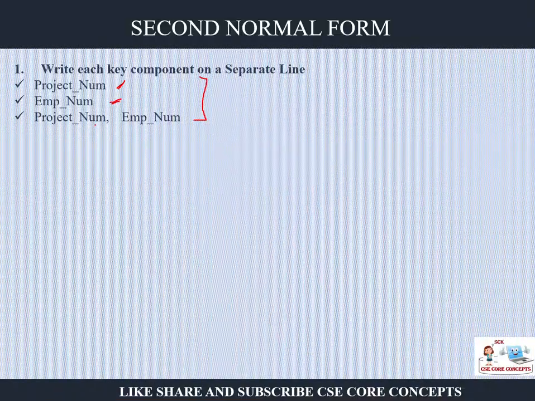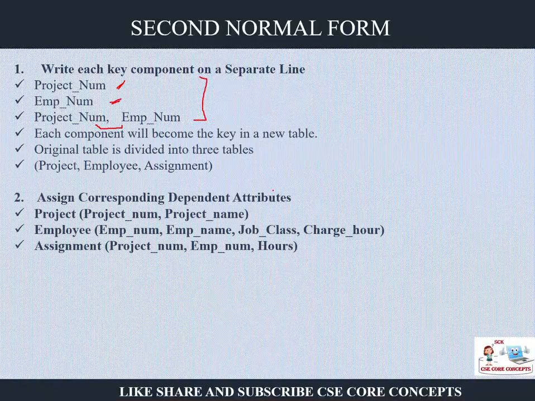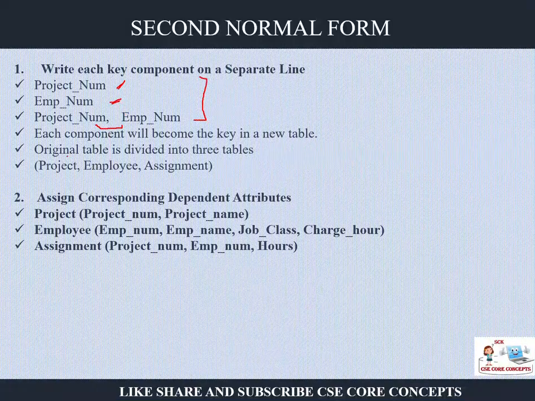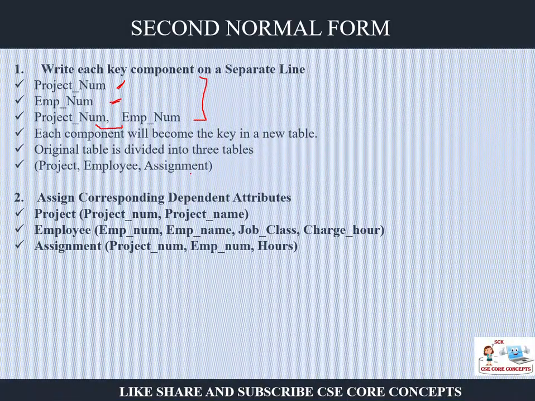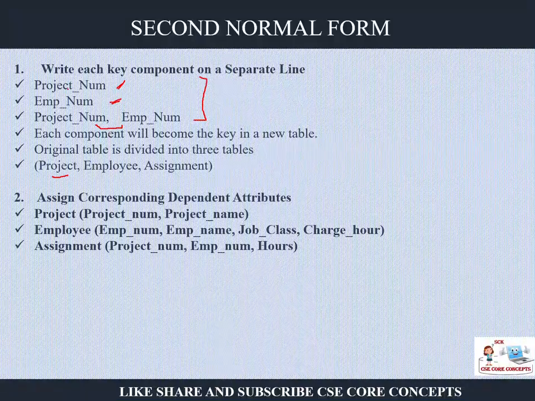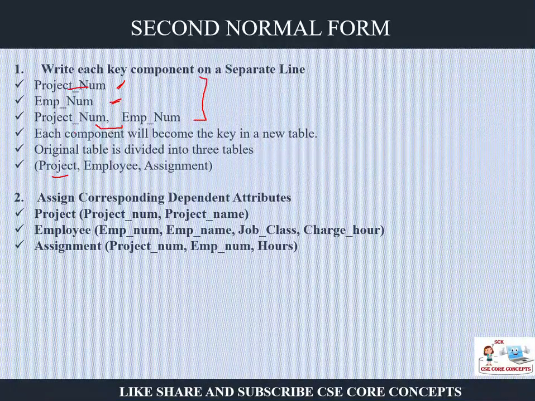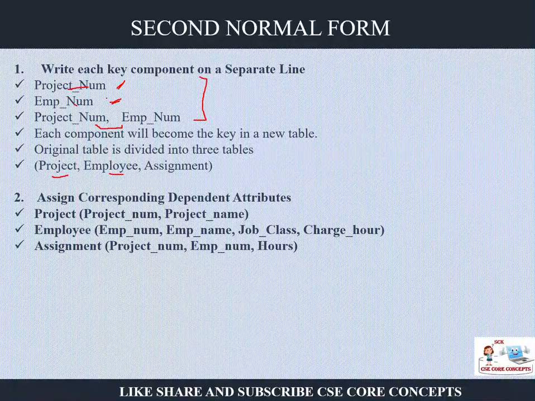And through this combination, you can get the complete detail. Now each component will become a key in a table. So now the original table is divided into, let's say, three tables we are deciding. The first table is the project table, which will contain two entries, that is project number and project name. The second is the employee table, which will contain the employee number and the employee name.